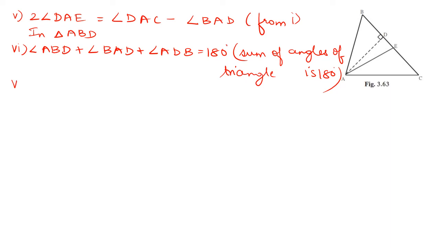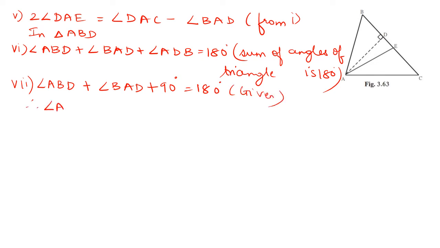Correct? Then what we'll write? Angle ABD plus angle BAD plus angle ADB, because AD is perpendicular to BC, your ADB becomes 90 degree. So plus 90 degree is equal to 180 degree because it is given. Therefore angle ABD plus angle BAD is equal to, when this 90 goes on the right hand side of the equal to, it becomes minus, so 180 degree minus 90 degree. So we have got our angle ABD plus angle BAD is equal to 90 degree.